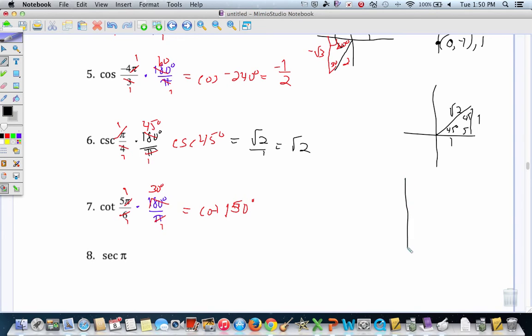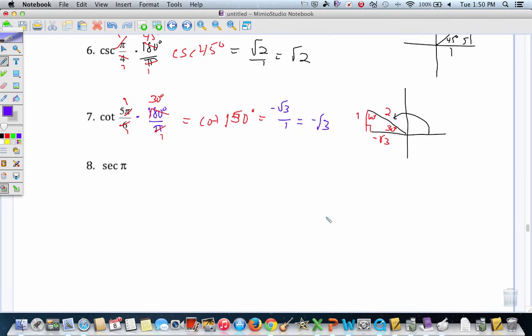Over here with our quick sketch, 150 would be in the second quadrant. From here to here would create a reference angle of 30 degrees. Okay, coming straight down, we'd have a right angle here and a 60-degree angle here. So we have 1, square root of 3, and 2. We're negative on the x-axis, and cotangent is x over y, negative square root of 3 over 1, which simplifies to be negative square root of 3.